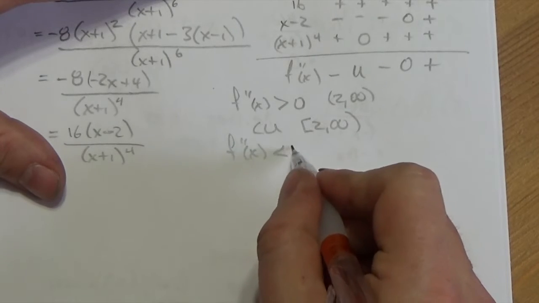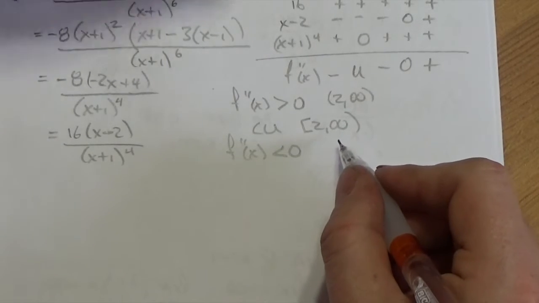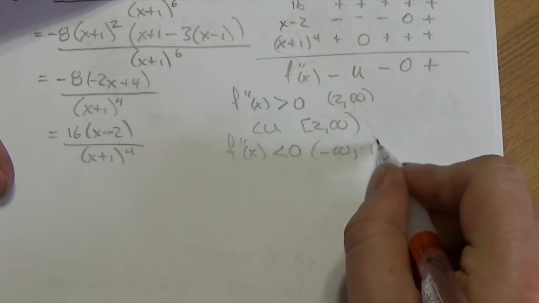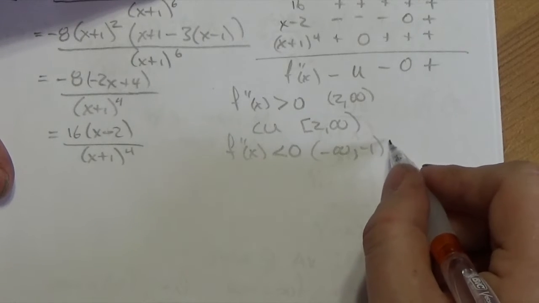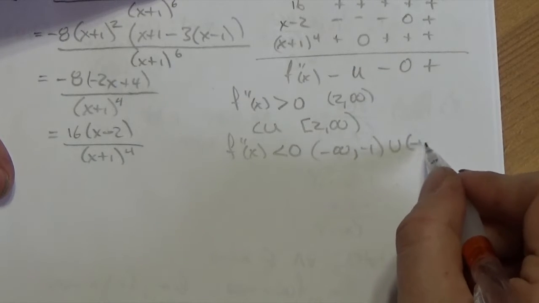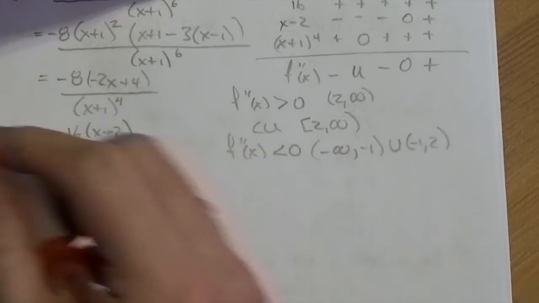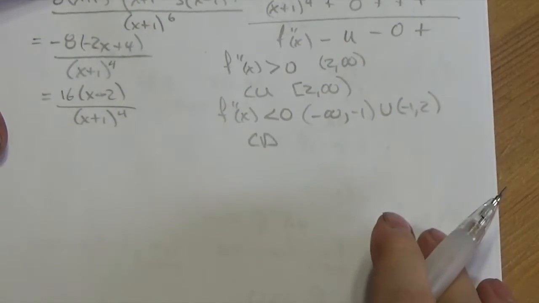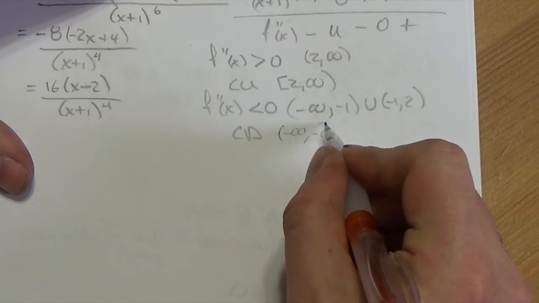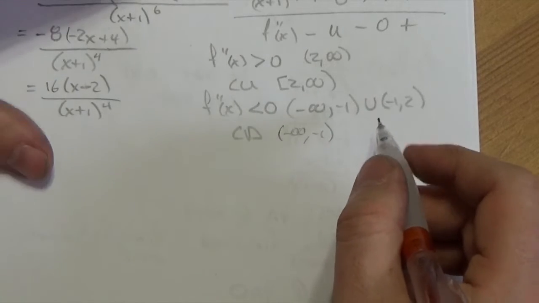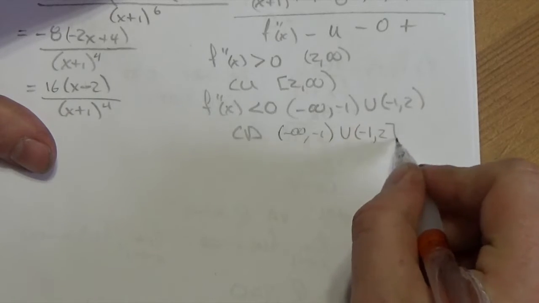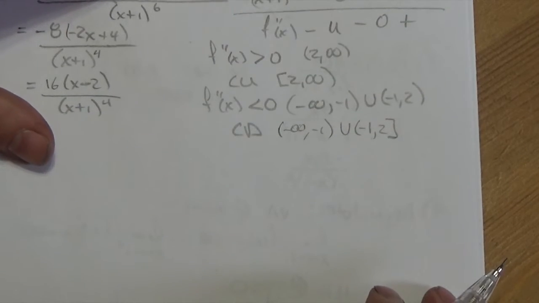The second derivative is negative on the interval from negative infinity to -1, not including the -1 because that's where it's undefined, union, and then it's going to be -1 out to 2, which means this is going to be concave down on the interval negative infinity to -1, again, not including the -1 because that's an asymptote, union the interval from -1 to 2, and including 2.